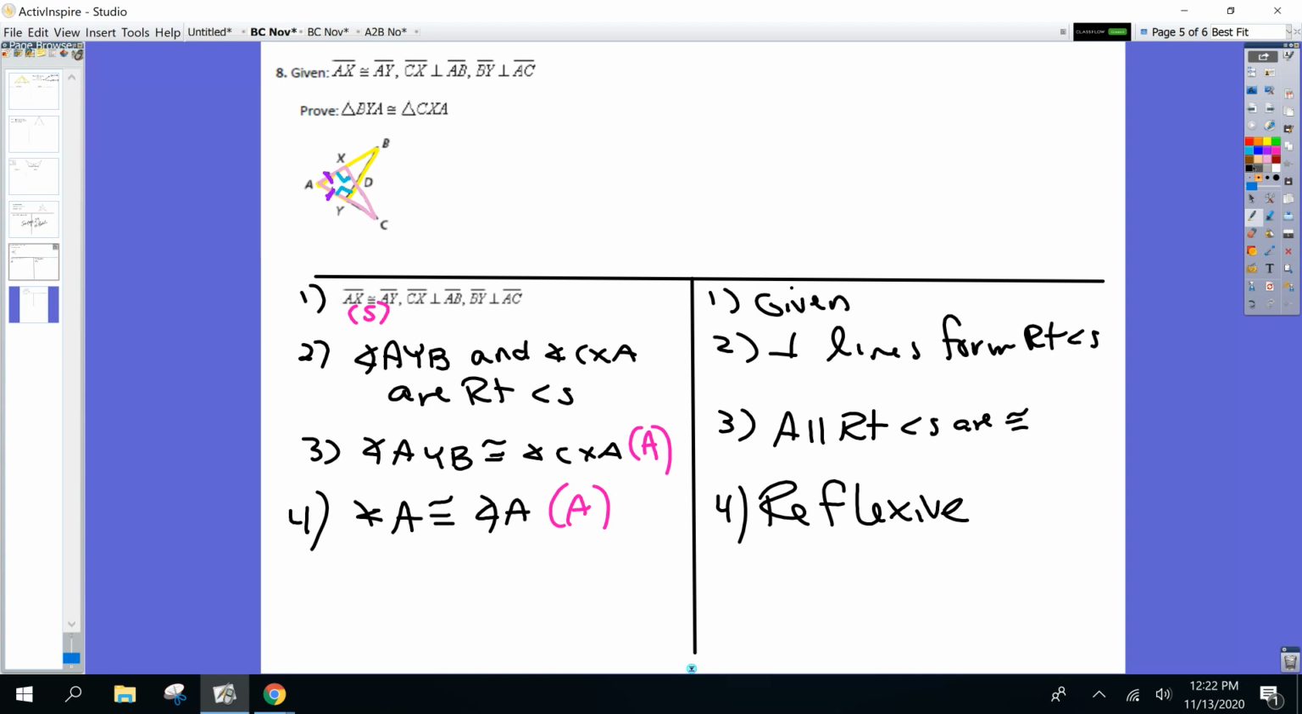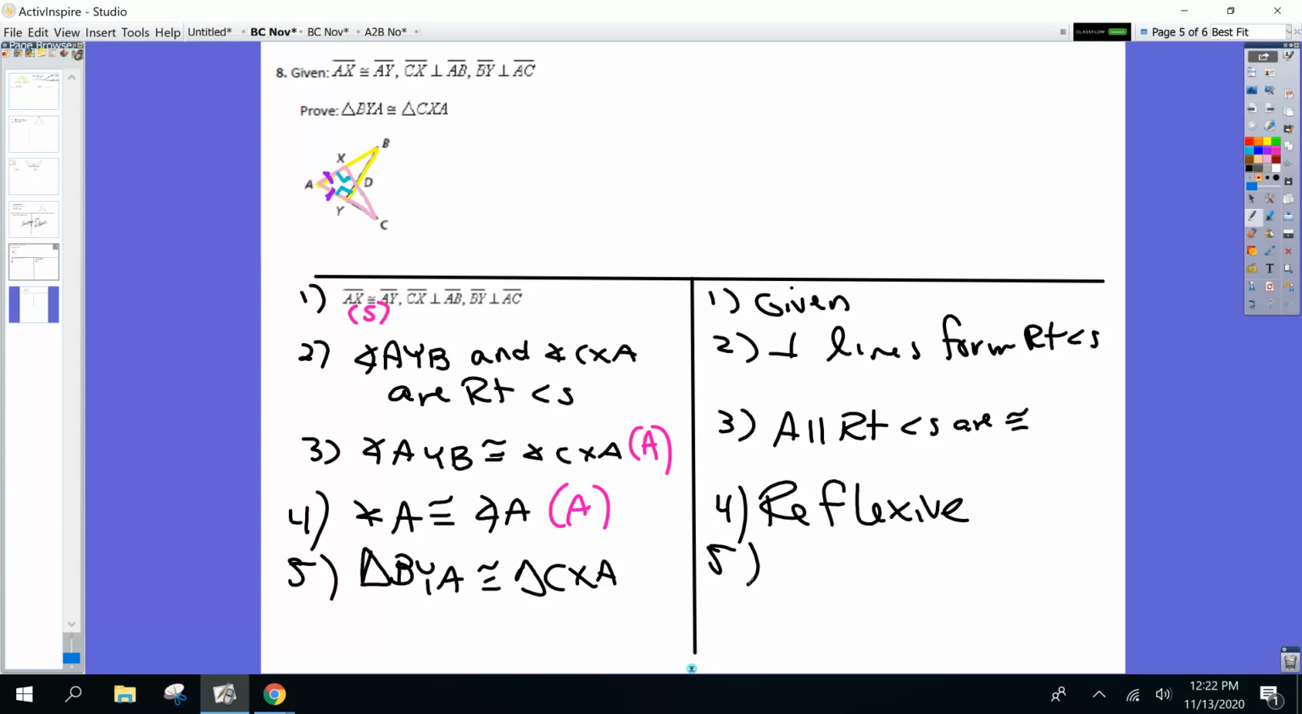Could you say that B and C are congruent because across from congruent sides are congruent angles? It's got to be in the same triangle. See how you're using two sides from two different triangles? The angles across are not equal. They have to be contained in the same triangle. So now I could say, here we go, triangle BYA is congruent to triangle CXA.